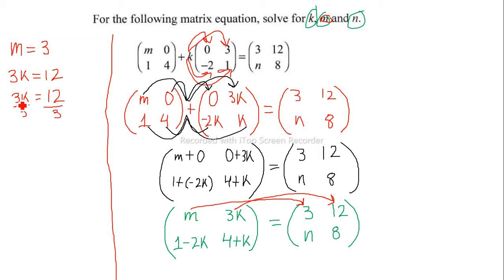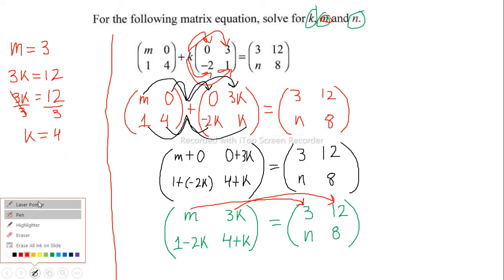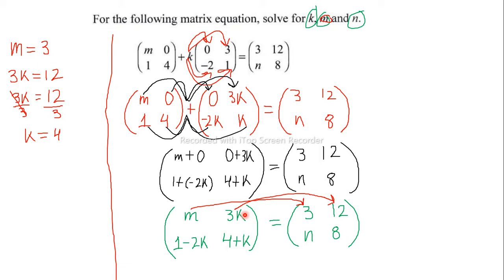Let me just solve for k first. Cross that out. So k equals 12 divided by 3, which is 4. Okay, so the idea is the following. Remember we said that in order for two matrices to be equal, corresponding entries must be equal. So that means that 3k must be equal to 12.